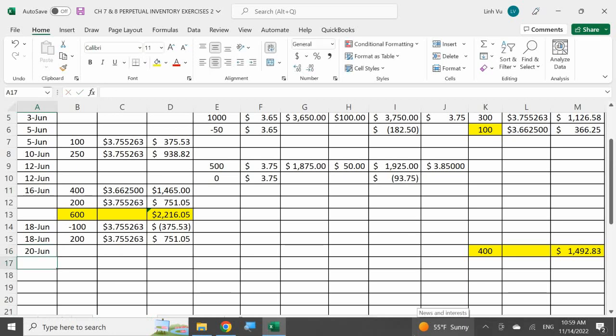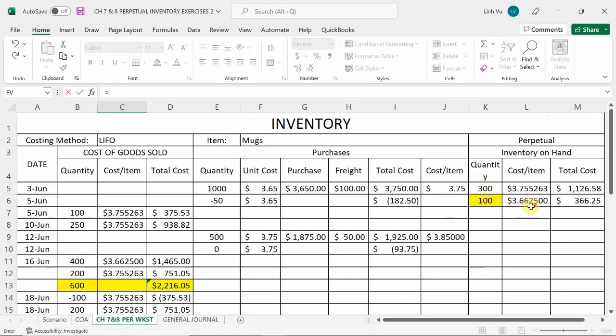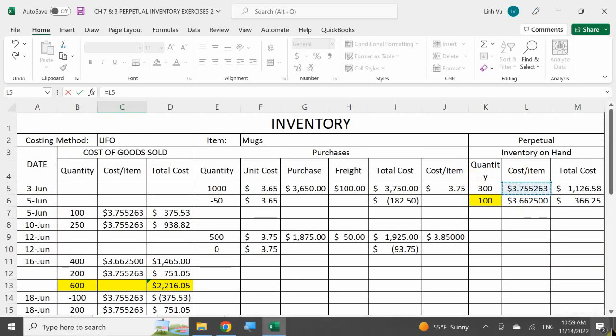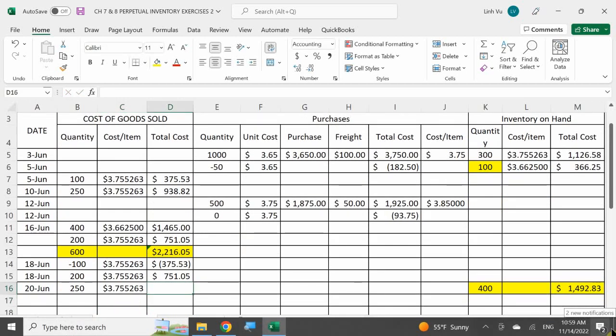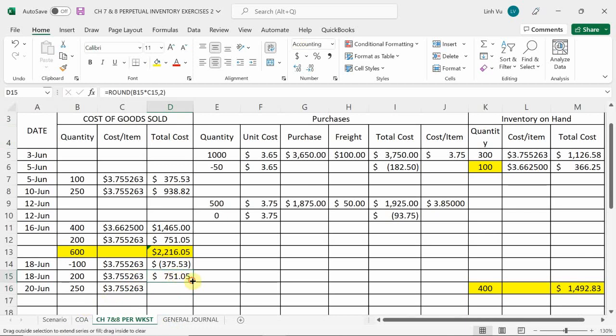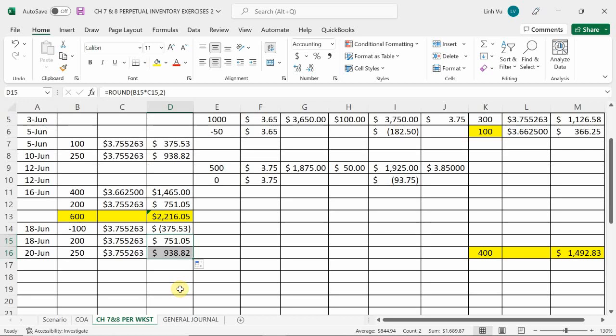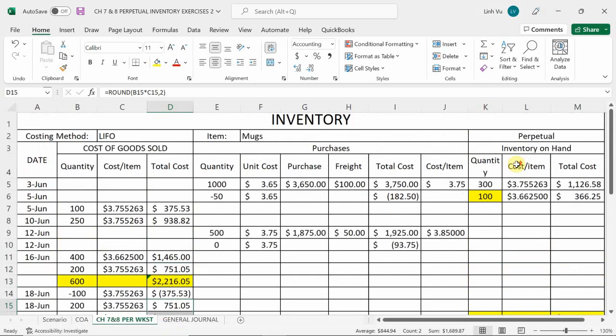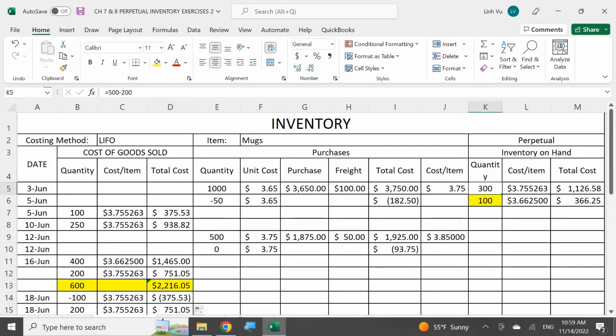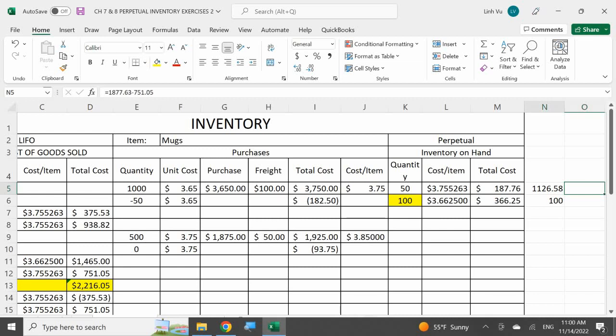Today's the 20th, 250 mugs at $3.375526. So that's going to give you a grand total of $938.82 once again. If I were to subtract 300 minus 250, there should be only 50 units left. Let's see. We got 1120. Oops, I forgot the number already.